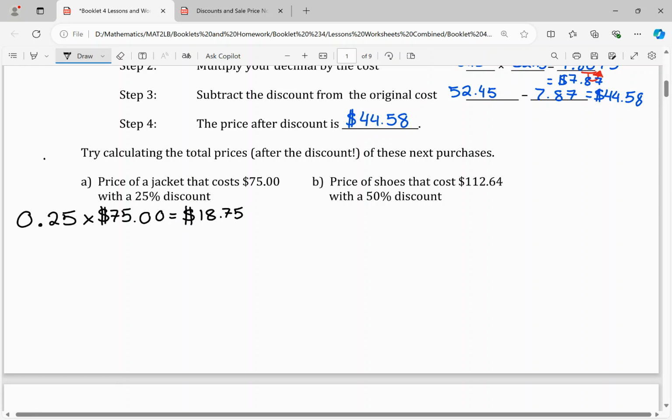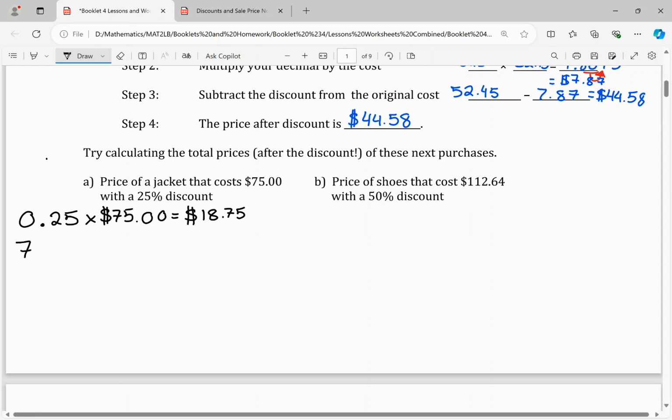Now, I'm going to take that $18.75 and I am going to subtract it off of the original price. So $75 minus $18.75 is equal to $56.25.